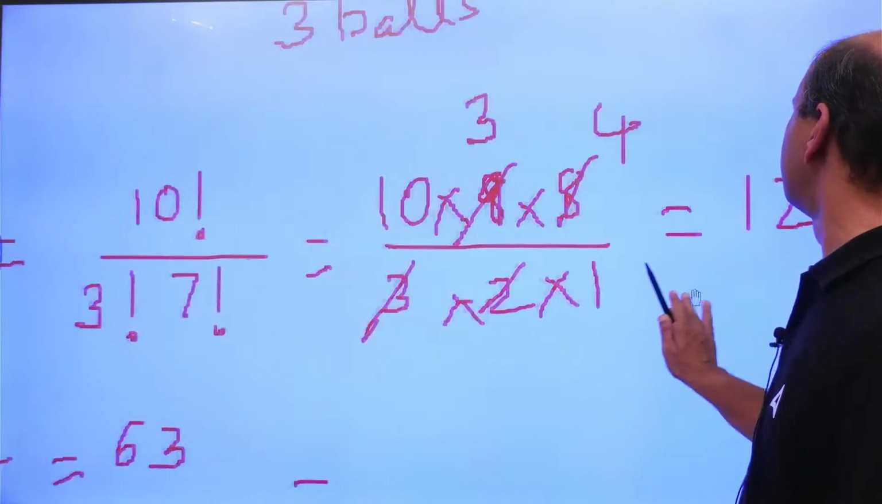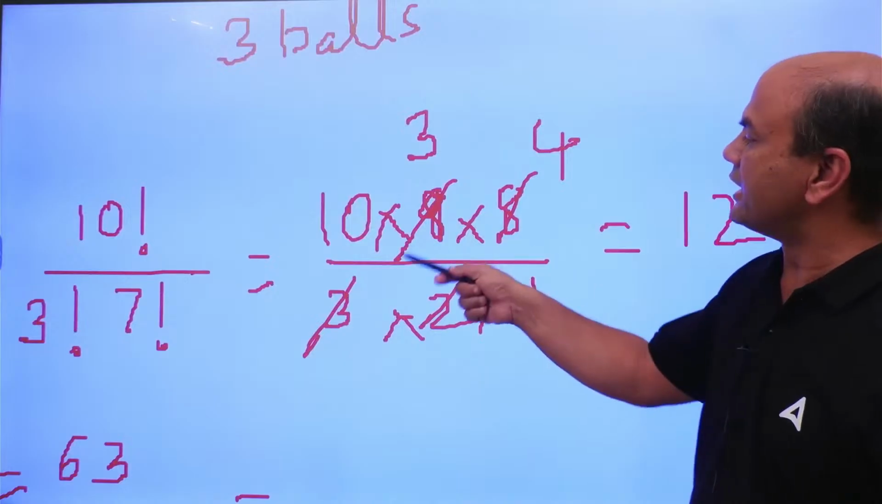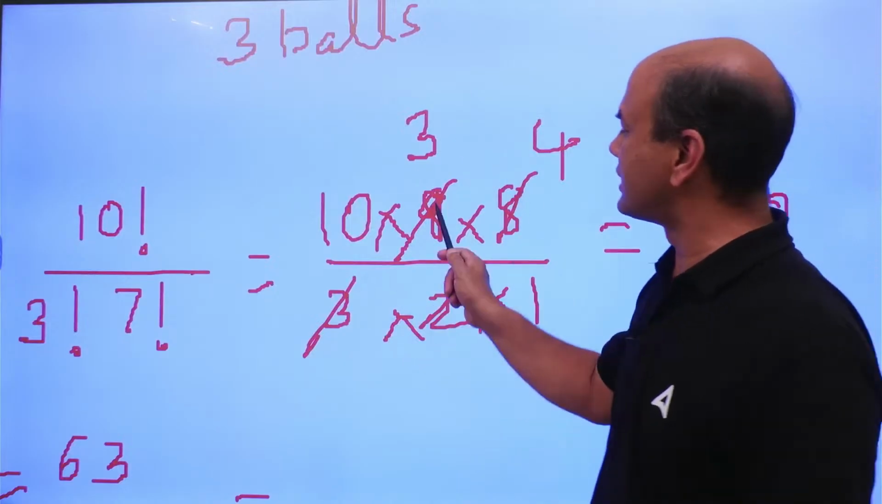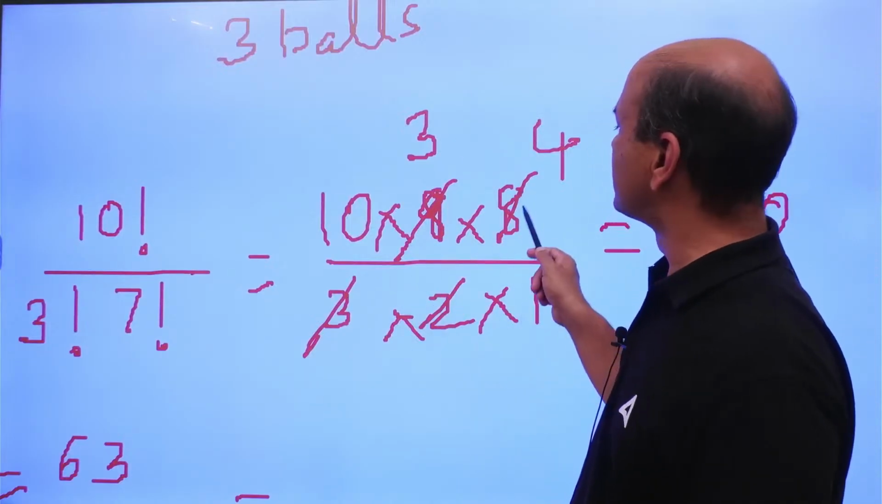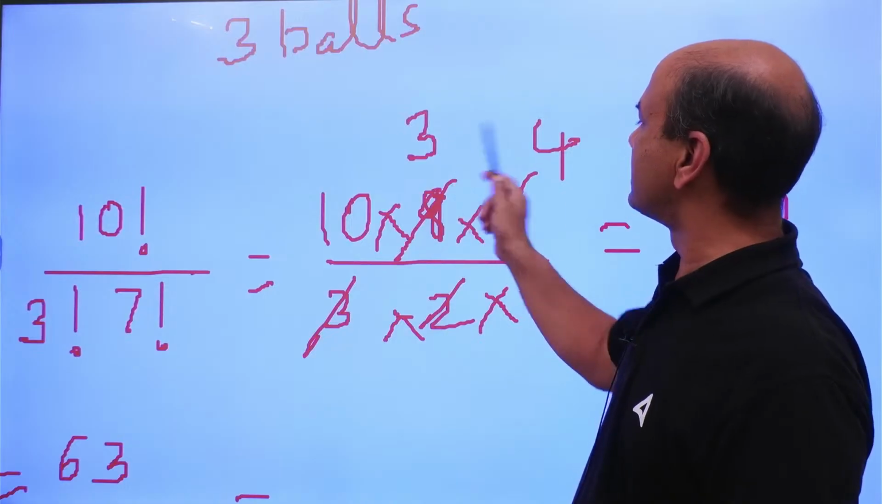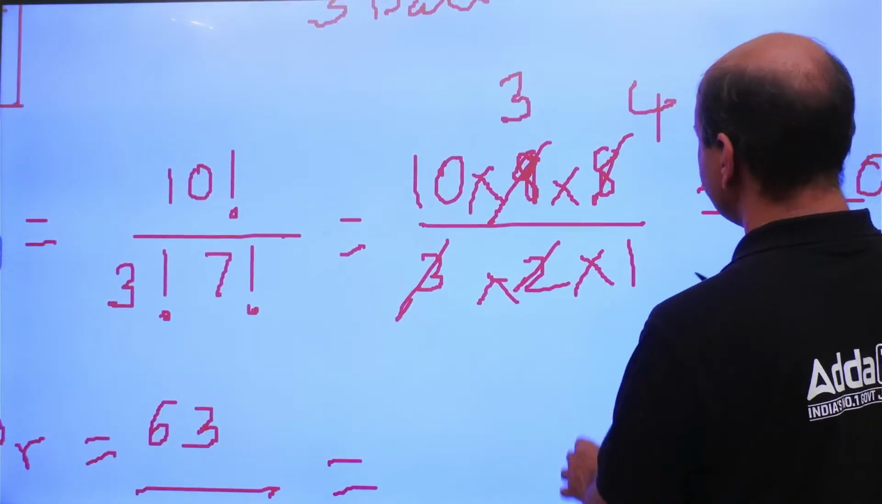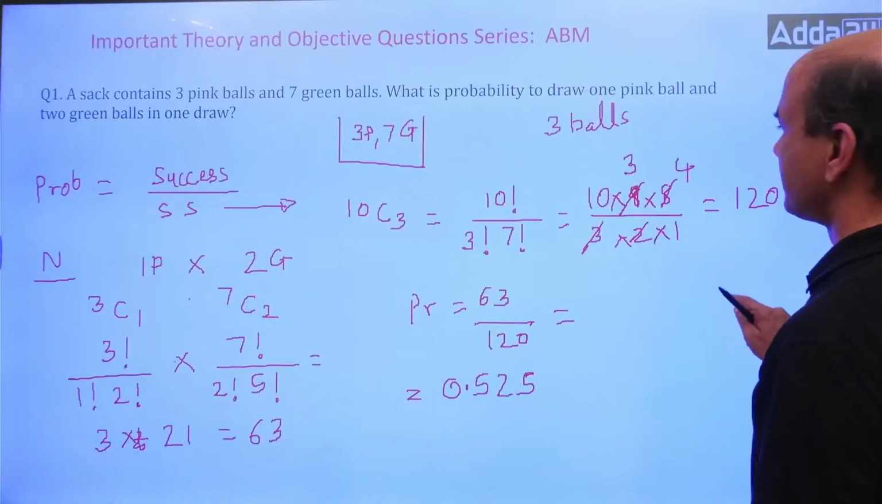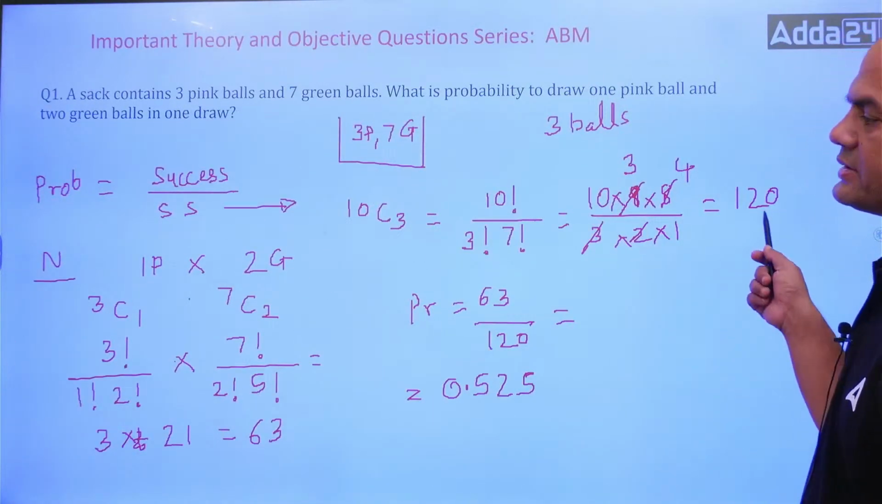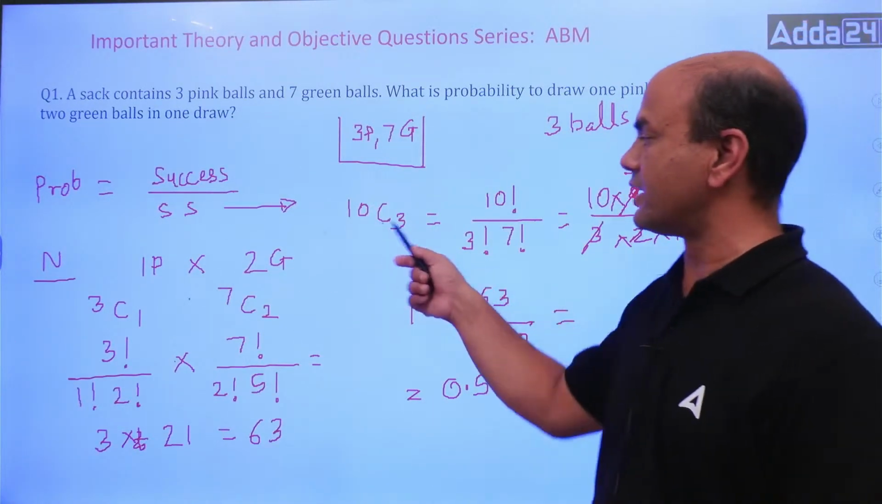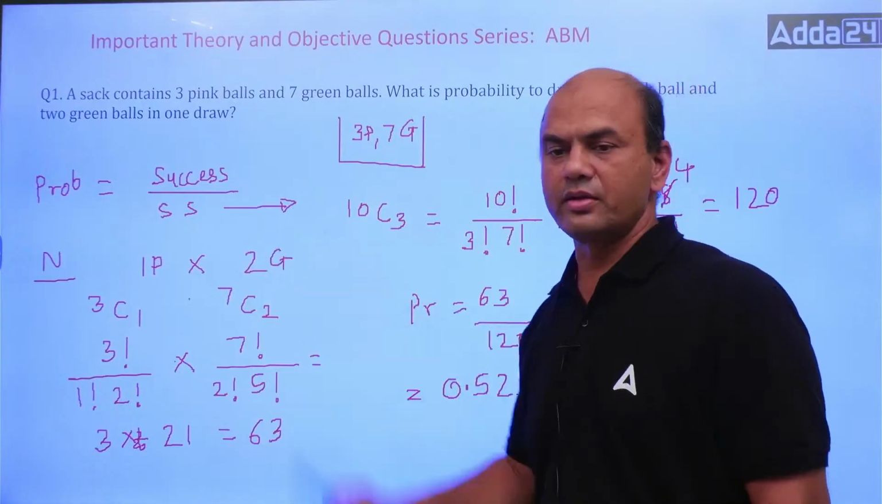So solve this. You will get the answer as 10 into 3, 3 2 1 are 6... 3 twos are 6, 3 fours are 12. So 10 threes are 30, 4 threes are 120. So 120 is the answer. Okay? Got it? 120 is the answer. This is for 10C3. So you have got the denominator now.